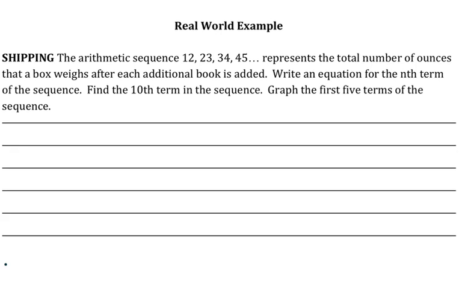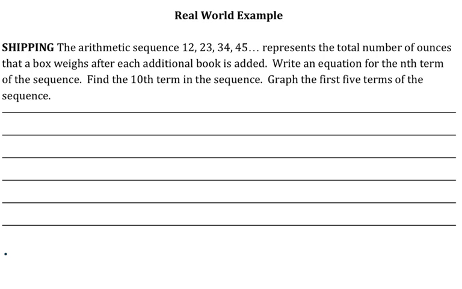The arithmetic sequence 12, 23, 34, 45 represents the total number of ounces that a box weighs. So now we're told we're going to have to write an equation for this. You can look back if you need to, but a sub n equals a sub 1 plus n minus 1 times d. When I look at this arithmetic sequence, over to the right side, I'm going to write what I think d is, the common difference. Going from 12 to 23 is 11. 23 to 34 is also 11, so that's a positive value of 11.